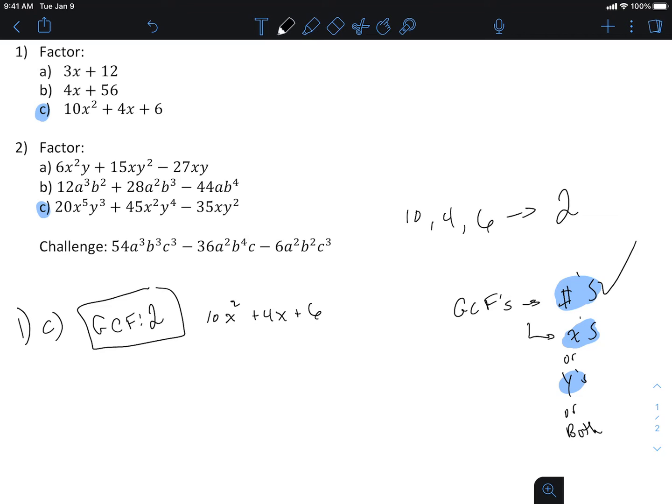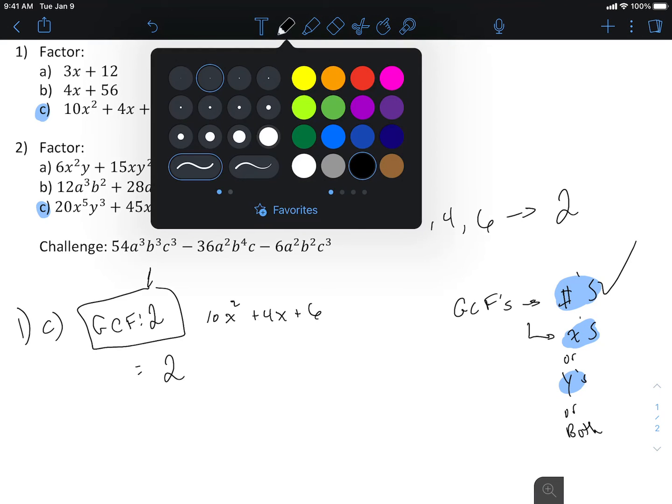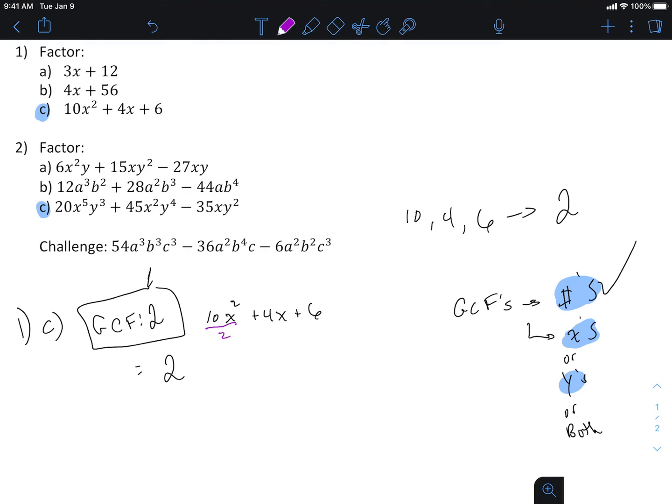Okay, so we've identified the fact that the GCF is 2, okay? So we're gonna write 2 out front because you're gonna remove this factor of 2 from all three. So if we're going to do that, then you're going to tell me what's left after you divide all three of these things by 2. And then you're going to write that on the inside. So 10 divided by 2 is 5. There's no x's to be canceled, so you get 5x squared.